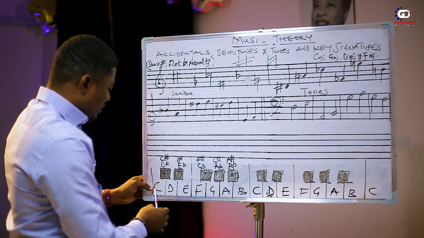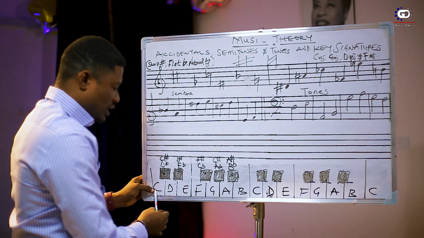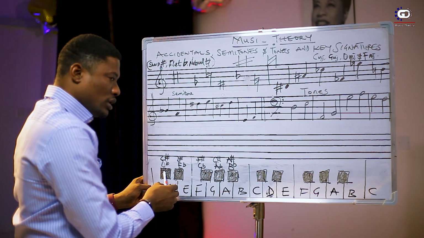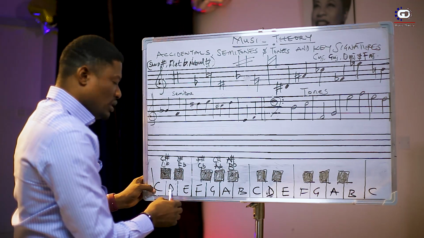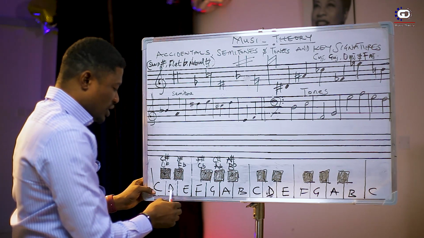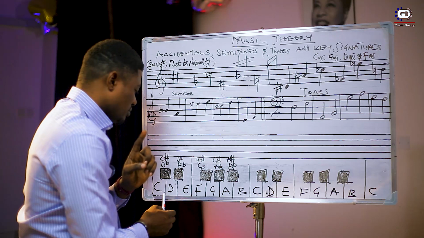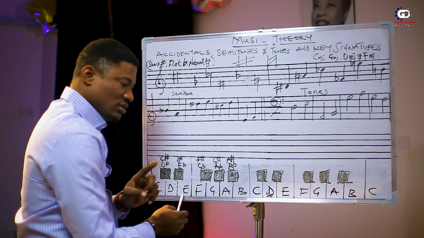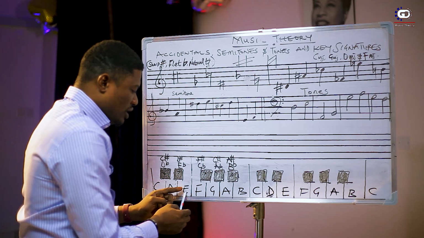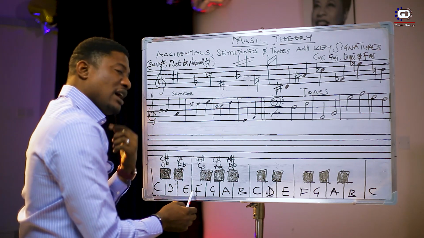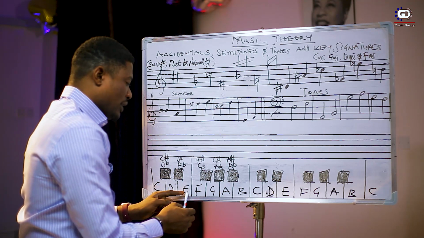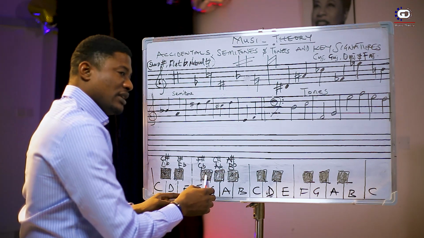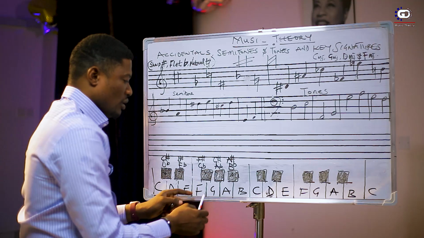So for instance, if I want to get a tone above C, I will move 2 times. So from C to C sharp 1, C sharp to D 2. So C to D is a tone. Also, D to E is a tone. But if I move from E to F, it is a semitone. For me to have a tone, I will move twice. So E to F, F to F sharp. So E to F sharp will definitely give you a tone, right?